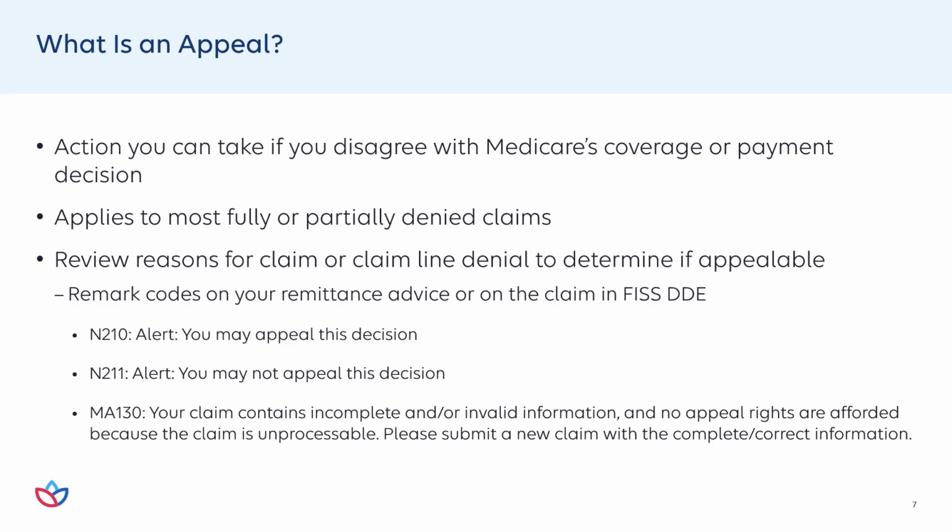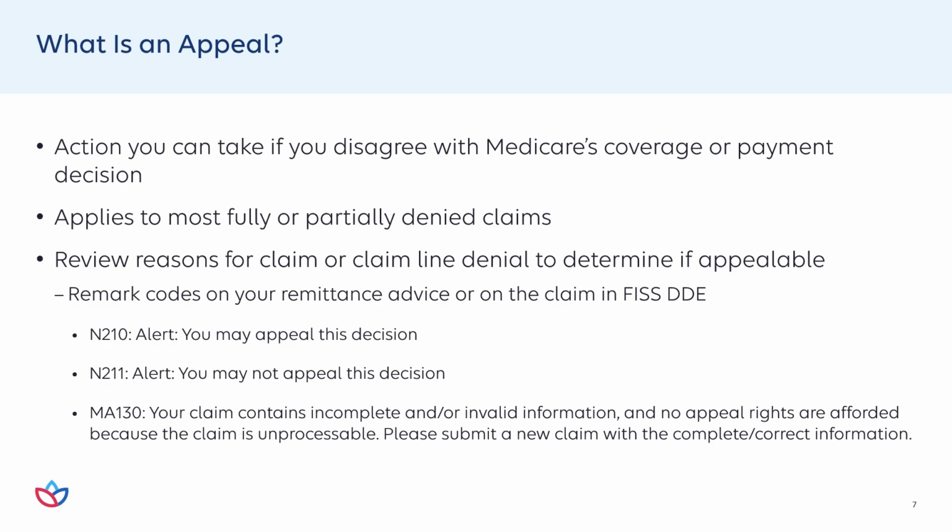So, as a provider, you can identify if the claim is appealable by reviewing the reason for the claim or line item denial. And the remark codes on your remittance advice will indicate if appeal rights exist. So, for example, if you see code N210, it means that you may appeal this decision. If you see N211, it says that you may not appeal this decision.